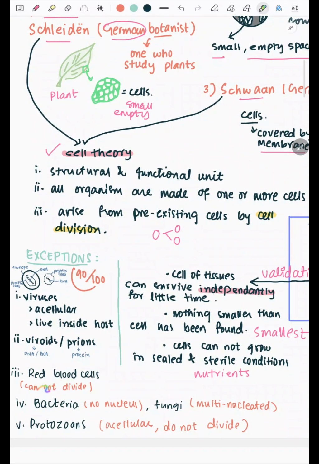Next, we have red blood cells which cannot divide. Bacteria have no nucleus. The nucleus is an important part of all cells, and fungi are multinucleated. They have multiple nuclei, more than one, but typically a cell only has one nucleus. Protozoans are also acellular and they do not divide. So these are a few organisms that are found in our environment, but they do not follow the basic structural and functional mechanisms of a cell. These are the exceptions to the cell theory.